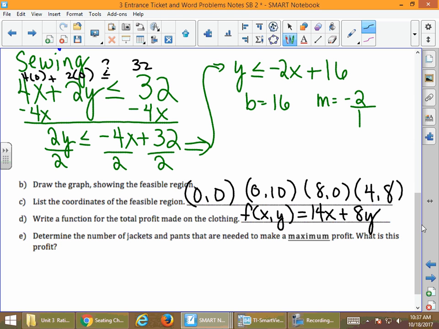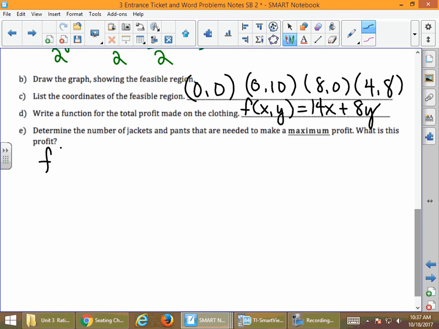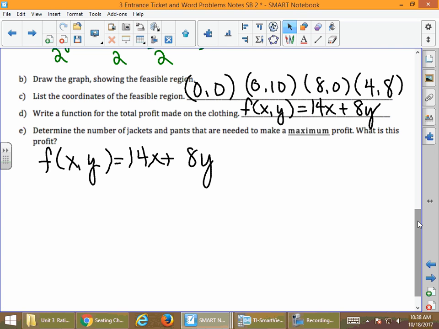And now that we've identified those, that's going to allow us to answer our last question here: determine the number of jackets and pants that are needed to make a maximum profit. If we're going to sell things, we want to make some money. So we're going to take our objective equation, that's our f of x comma y equals 14x plus 8y. And we're going to put in our ordered pairs. Well, we're going to start with 0, 0.